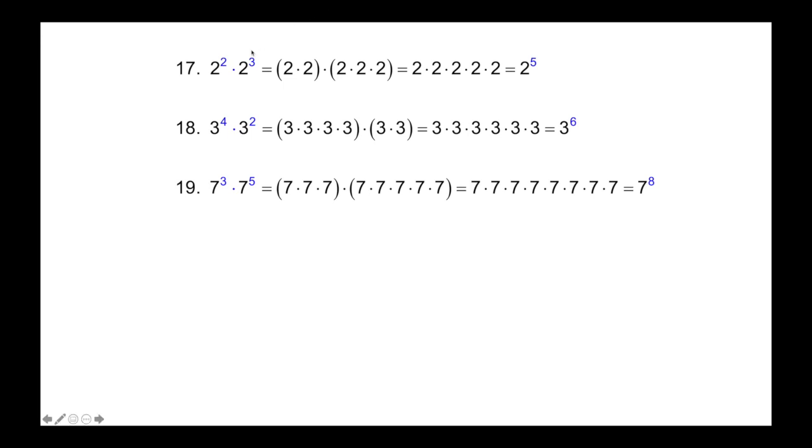Here we want to realize that if I have 2 squared times 2 to the third, that it means 2 times 2, that would be this part, times 2 to the third is 2 times 2 times 2. In all, I have a total of 5 2's here, and that's why this answer is going to be 2 to the fifth. So our rule for this is that we're adding the exponents together.